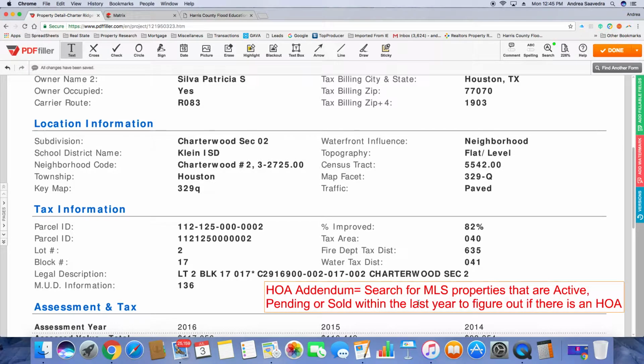This one, I normally don't have that information in this form, but I will let you know here how to get that. Search for MLS properties that are either active, pending, or sold within the last year to figure out if there is a Homeowners Association.